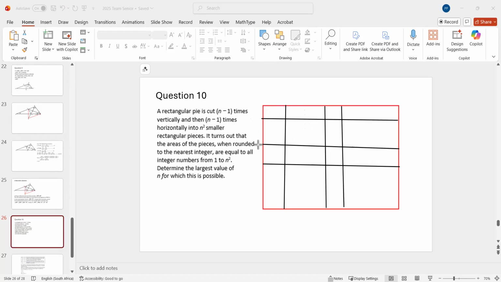Now, it turns out that the areas of the pieces, when rounded to the nearest integer, are equal to integer numbers. Okay, they are rounded off. These areas are not integers. We said nothing about whether the sides of the rectangle are integers or what. You just got a rectangle which is cut. But you can round off. So for instance, if the actual area of this one here was 2.34, right? When you round it off, you use a symbol like this maybe to say it's rounded off. You say it's 2, right? So when you're rounding off, you take the nearest integer to that number, right?